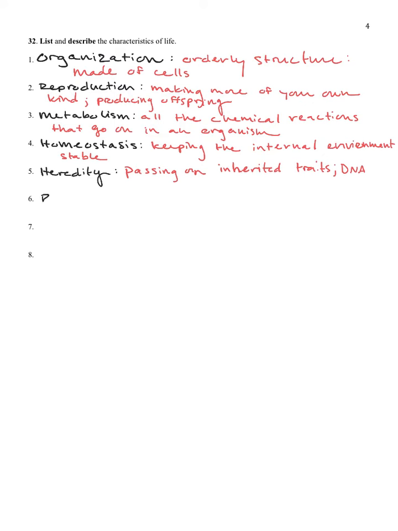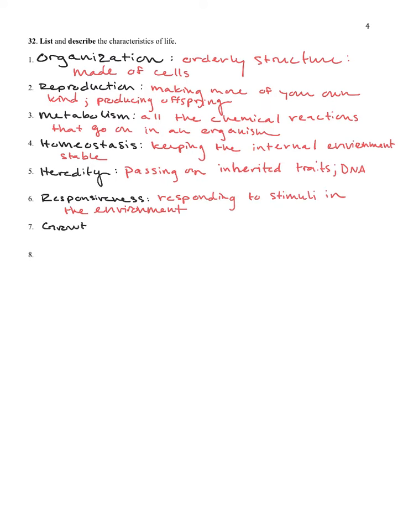Number 6 is responsiveness. Responsiveness is the ability of something that is alive to respond to its environment. And so you might respond to stimulus from internally, like hunger, or you might respond to external stimulus because you hear a loud noise, so you turn to look. But the ability to respond to the environment is also required in order for something to be alive.